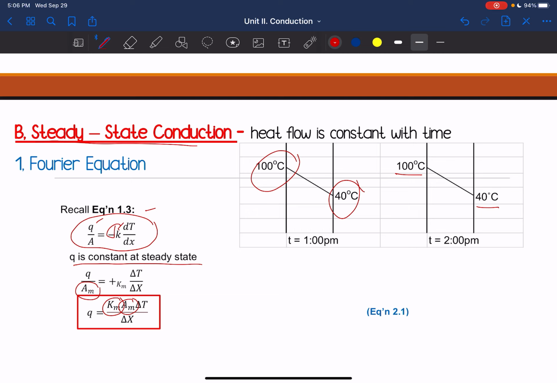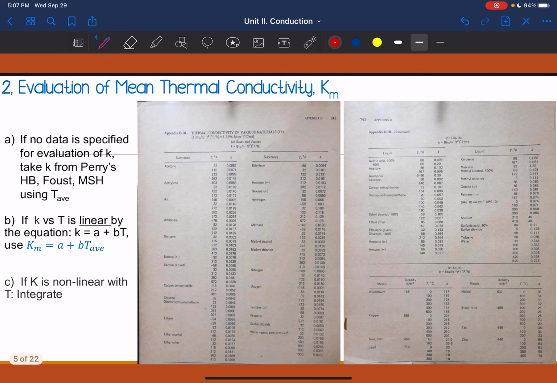Okay, as I've said, we'll only be dealing with simple geometric shapes like slabs, cylinders, spheres, and the frustum of a cone, and some boundary conditions. So let's take a look at how to evaluate your mean thermal conductivity, or your Km.